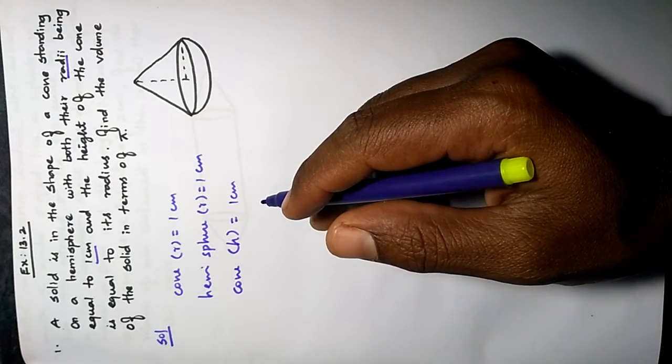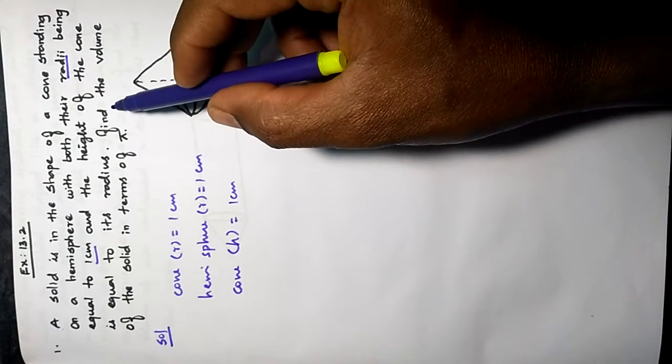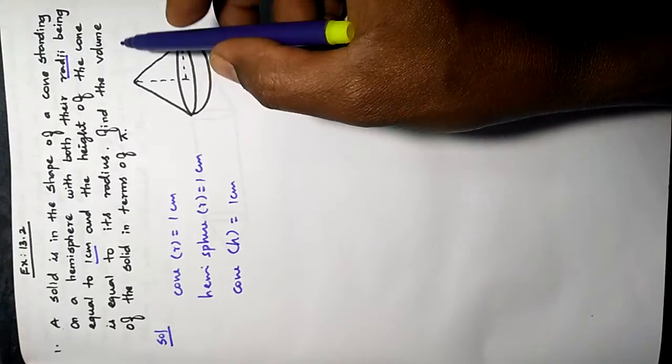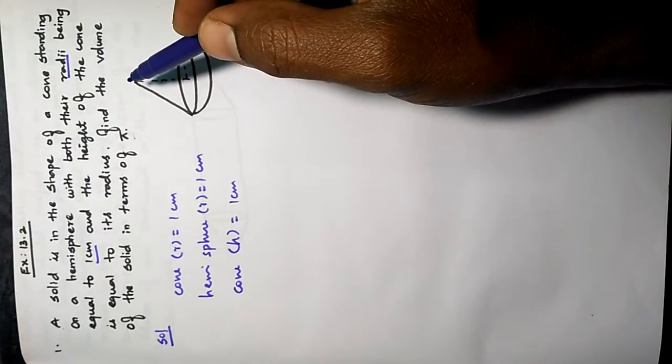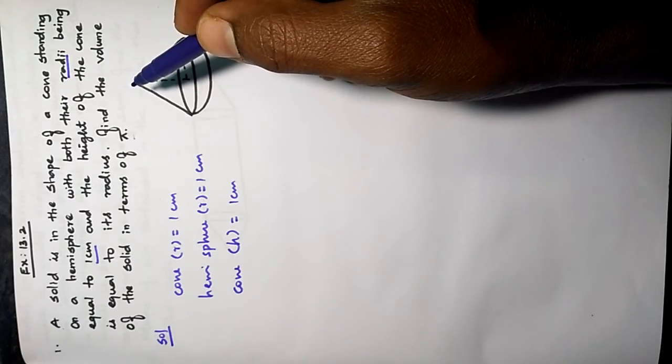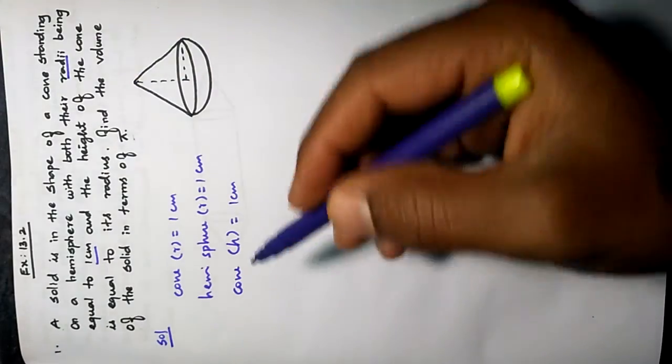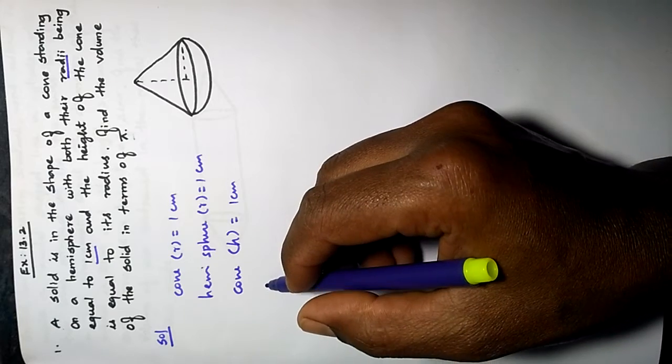So this is the given data, and what we have to find out here is the volume of the solid in terms of pi. In terms of pi means we should not apply the pi value. Whatever answer comes, we have to leave it with pi only. So we have to calculate the volume of the solid.